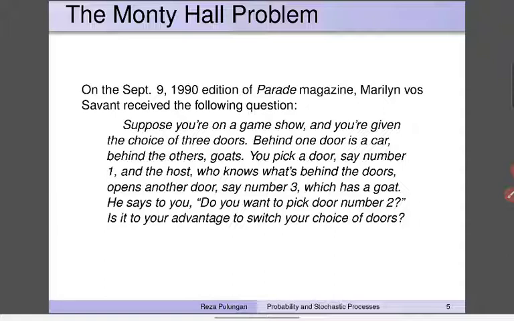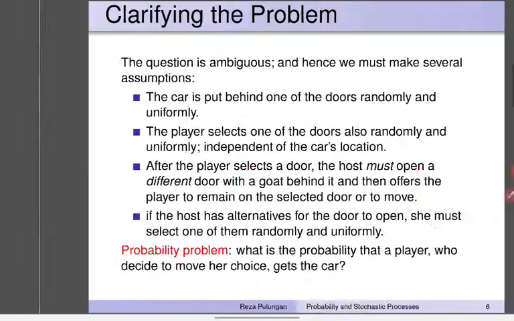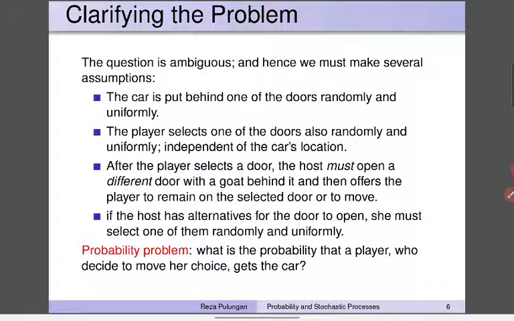Now, this is a probability problem that we encounter in real life. So in the rest of this discussion, we are going to see how to transform this into a probability space and then solve it. Now, the problem is that this problem itself is not actually 100% clear. The question is a little bit ambiguous here and there, and hence we must make several assumptions.